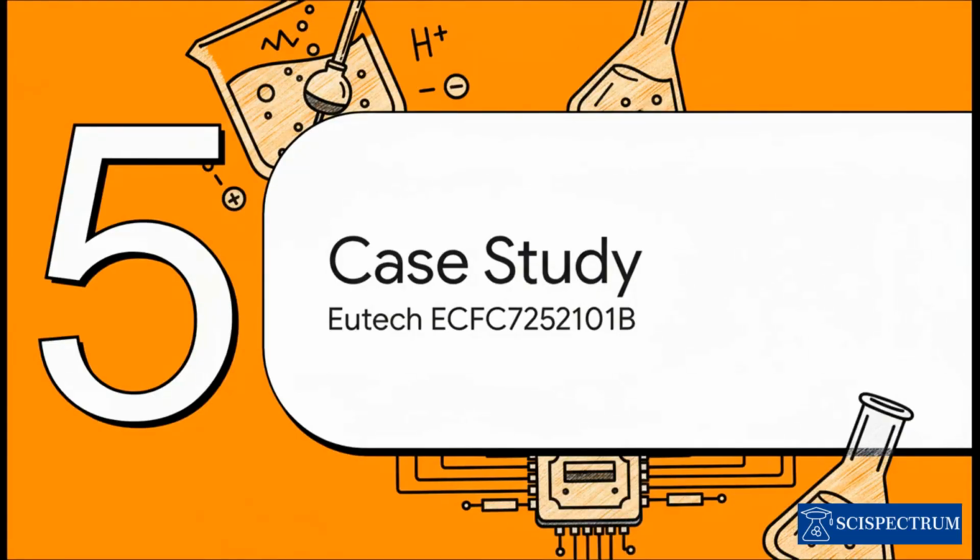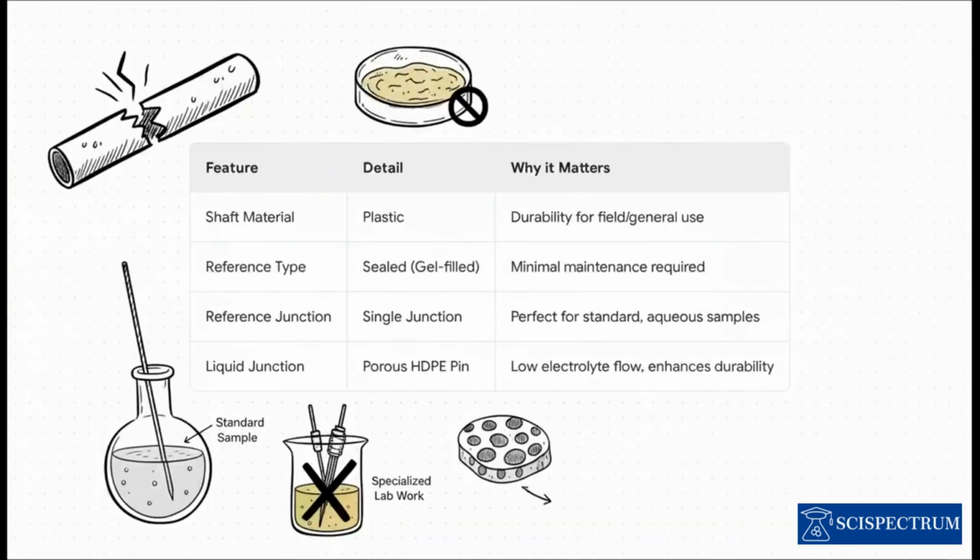Okay, so let's see how all these design choices actually come together in a real-world example. We're going to look at a classic general-purpose electrode right here. When you look at the specs for this electrode, it's almost like it's telling you a story about what it's built for. The plastic shaft, that just screams durability. The sealed gel-filled reference tells us it's designed for convenience, not for someone who wants to do constant lab maintenance. And that single junction is the dead giveaway that this is meant for clean, simple water samples, not some complex biological gunk or industrial materials.